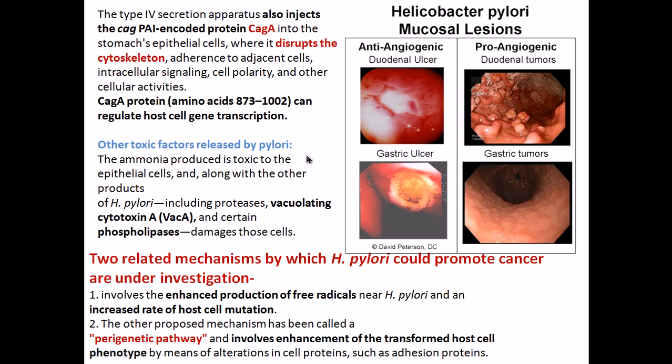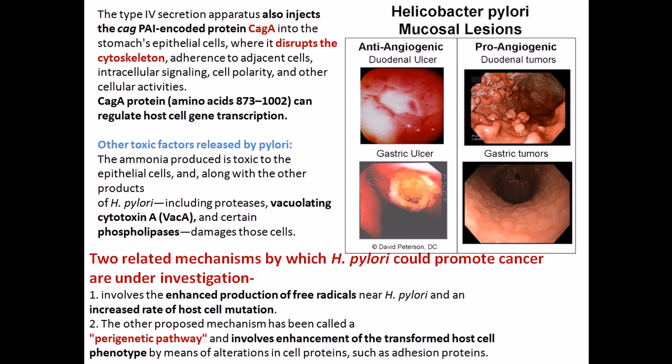Now other toxic factors produced by Helicobacter pylori are, besides ammonia, other factors like vacuolating cytotoxin A or VAC-A. We have talked about it. As well as they can produce phospholipases, which can damage those cells and usually the cell membranes. Okay. Now there are two related mechanisms by which Helicobacter pylori can promote cancer under certain circumstances, but still it's under prior investigation.